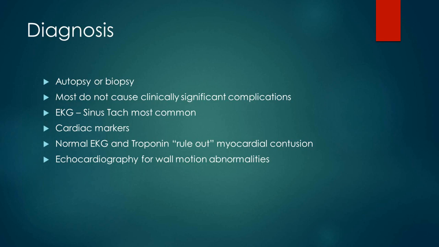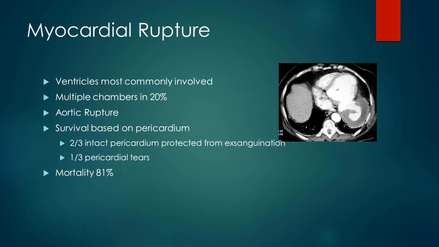Diagnosis is usually done on autopsy. Sometimes it's done by biopsy. Most of them do not cause any clinically significant complications. EKG findings are typically sinus tachycardia. You should get cardiac markers if you're concerned about this. A normal EKG and troponin rule out a myocardial contusion. You can do an echo for wall motion abnormalities.